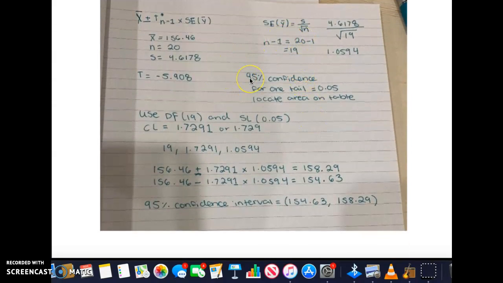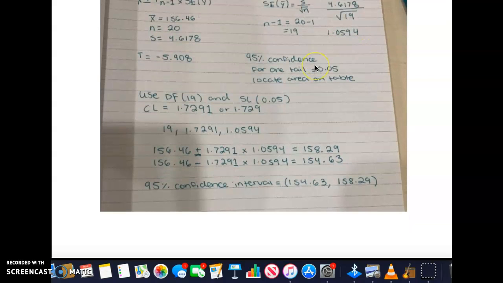As for the 95% confidence interval, these are our mechanics. These are all the statistics needed in order to conduct the confidence interval. We restated our mean, our sample size, our standard deviation, our t-value, and our SE value, which you can see right here is 1.0594. In order to find the 95% confidence interval for one tail, we would use 0.05 and locate that on the t-table to find our critical value.